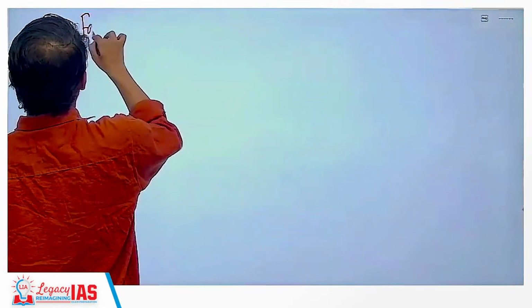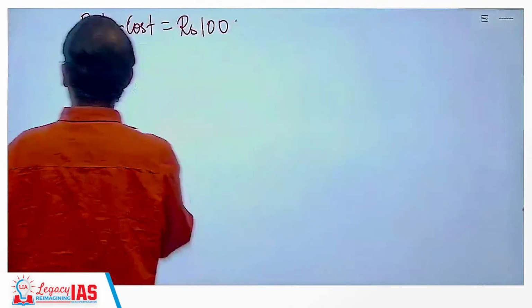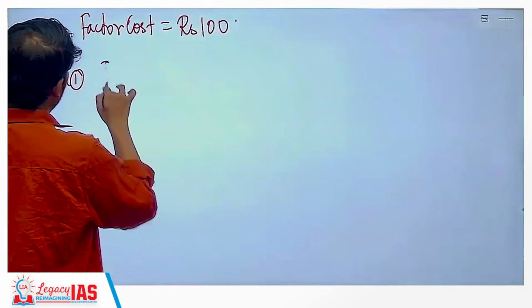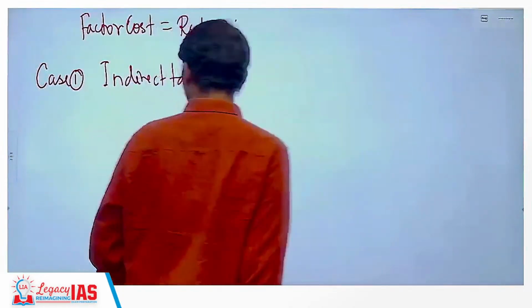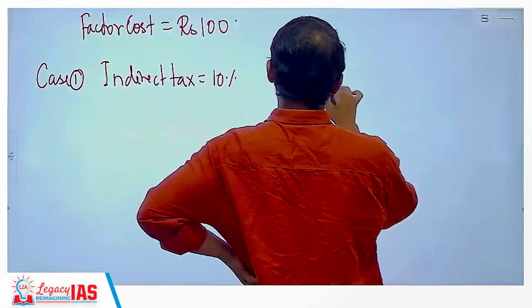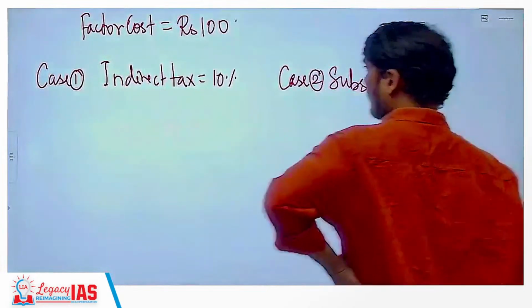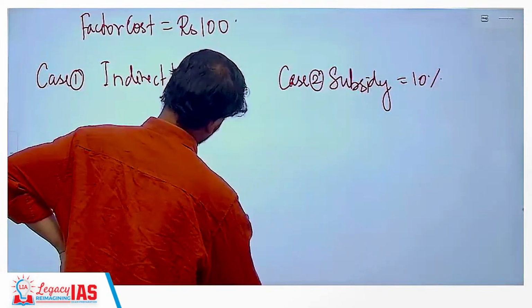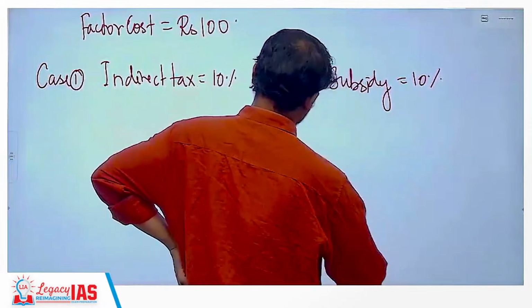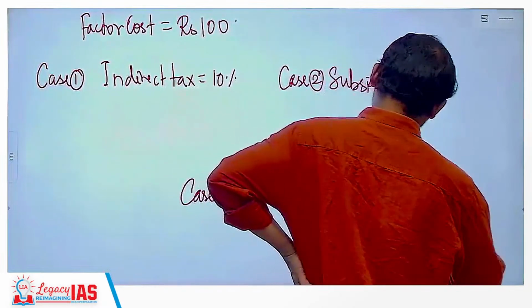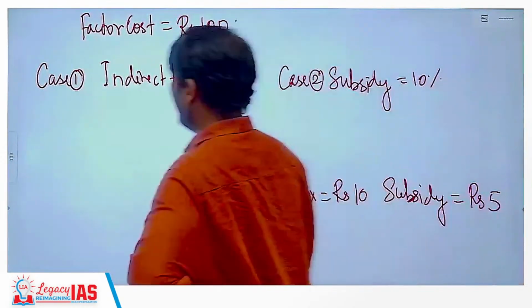Let me write it better. So factor cost was, let's say, rupees 100. Now case 1, indirect tax equals 10%. Case 2, subsidy equals 10%. Case 3, indirect tax equals rupees 10, subsidy equals rupees 5. ठीक है, अब देखते हैं क्या होगा.